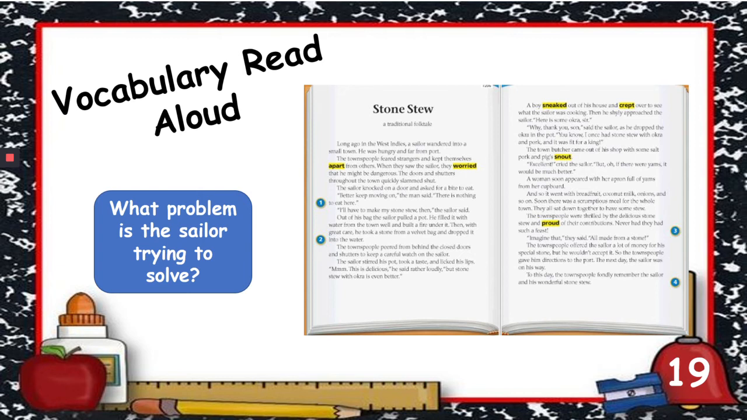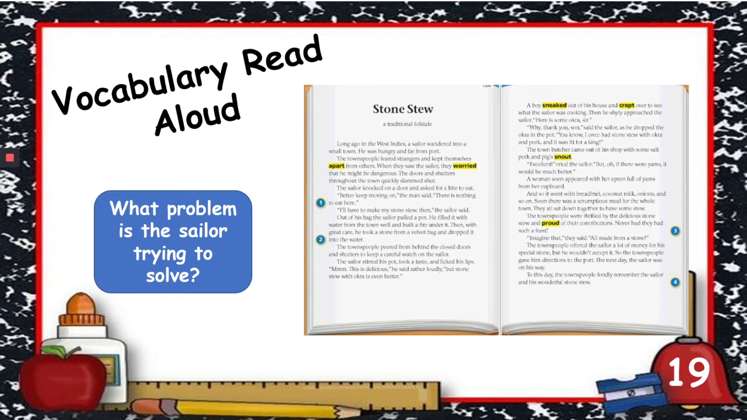Soon there was a scrumptious meal for the whole town. They all sat down together to have some stew. The townspeople were thrilled by the delicious stone stew and proud of their contributions. Never had they had such a feast. "Imagine that," they said, "all made from a stone." The townspeople offered the sailor a lot of money for his special stone, but he wouldn't accept it.